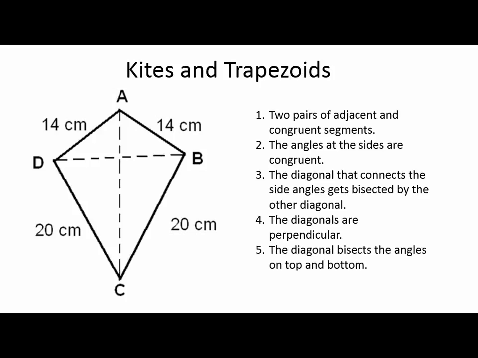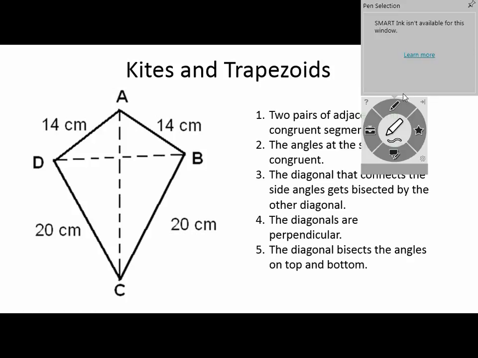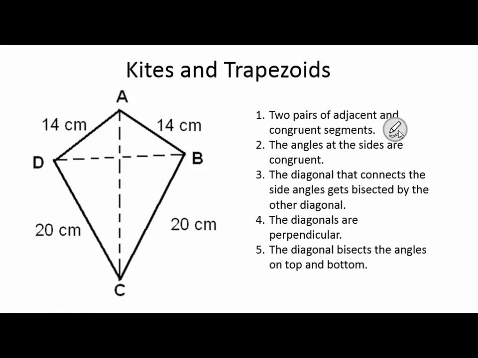And then the fifth property is that the diagonal bisects the angles on top and bottom. So only the top and bottom angles are bisected. If my entire angle C was 40 degrees, then it will be cut into 20 and 20. Only the top and the bottom angle get bisected. The side angles do not. So just to have an idea, if angle C was any number, say 40 degrees, the diagonal cuts it in half. Remember, that happens only on the bottom and the top angle, not the sides. Only top and bottom.